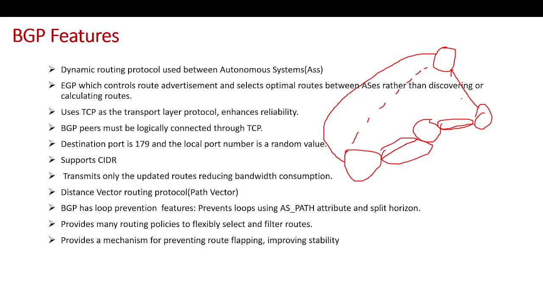It provides many routing policies to flexibly select and filter routes. Remember, when you are selecting the best path, it always has to go through some process. It will compare different path attributes before it selects the optimal route. Then it also provides a mechanism for preventing route flapping, improving stability. So we have BGP route dampening that helps to prevent route flapping in the network. So these are some common features about BGP as a protocol.